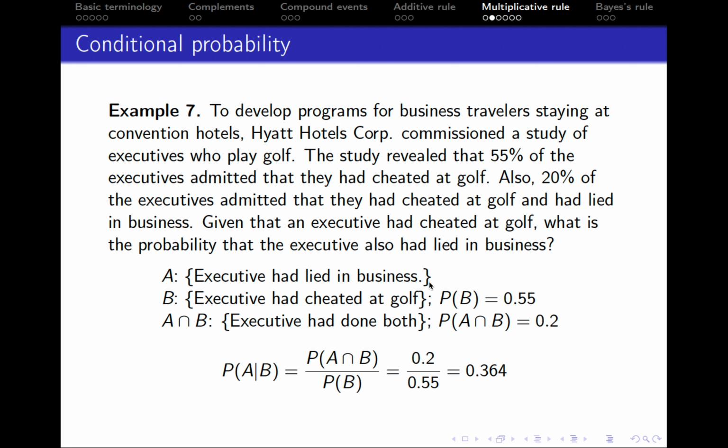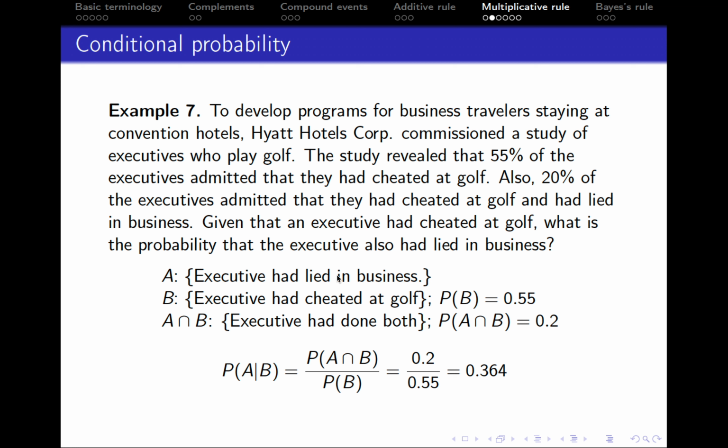So let's have a look at an example. To develop programs for business travelers staying at convention hotels, Hyatt Hotels Corporation commissioned a study of executives who play golf. The study revealed that 55% of the executives admitted that they had cheated at golf. Also, 20% of the executives admitted that they had cheated at golf and had lied in business. Given that an executive had cheated at golf, what is the probability that the executive also had lied in business?